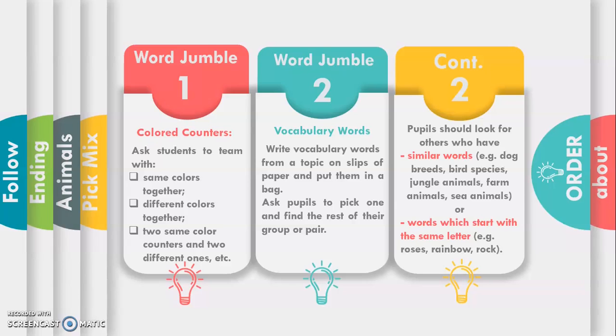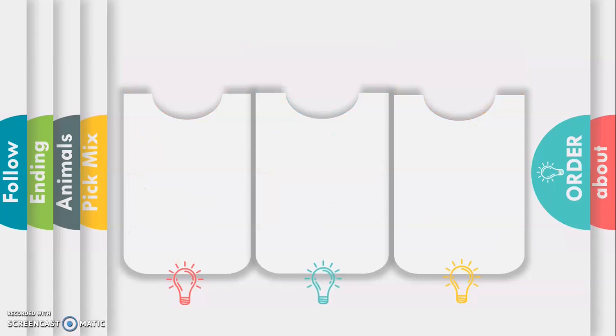For instance, dog breeds, bird species, jungle animals, farm animals, sea animals. Or they can find words which start with the same letter, like roses and rainbow, which are also letters together. So this is the second tip or method.